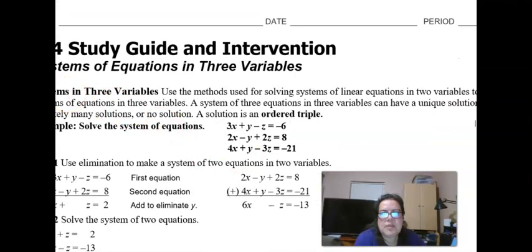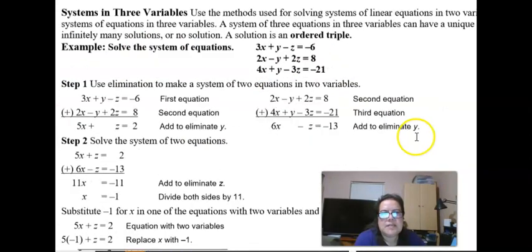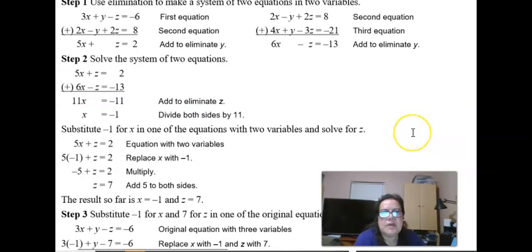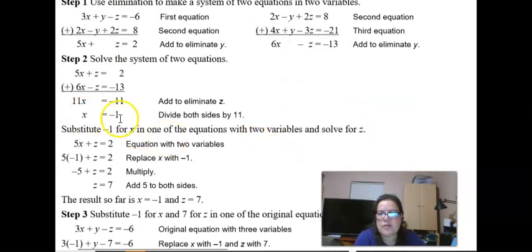So when it comes to the actual questions, you're going to see in your study guide and intervention some ways of solving, and so they show you here how to use the equations by adding them together or subtracting them together from each other to solve for some of these variables. So once you solve for one variable, then you're able to go in and substitute and solve for the other variables as they come along.